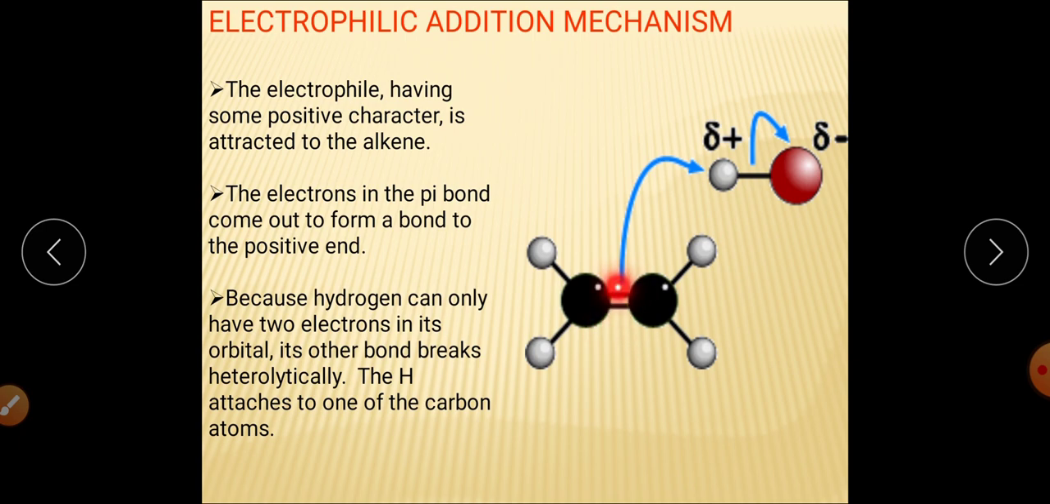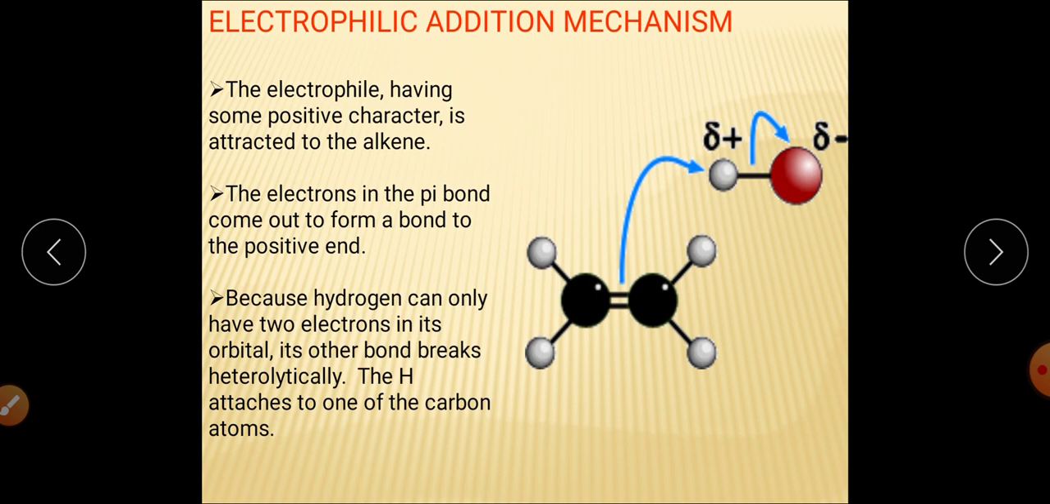The carbon-carbon multiple bond now attacks this electrophile, meaning the electrons attack the electrophile. One carbon attaches to the electrophile, and because of this the bond is broken heterolytically. The group is eliminated with a negative charge, so now it behaves as a nucleophile.